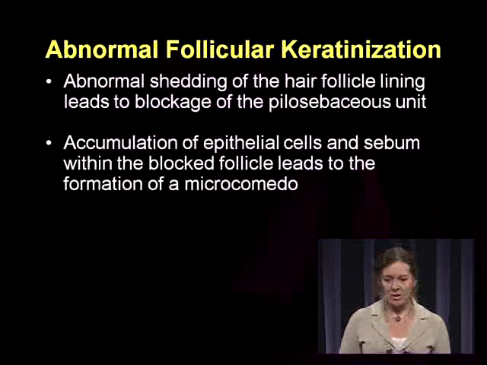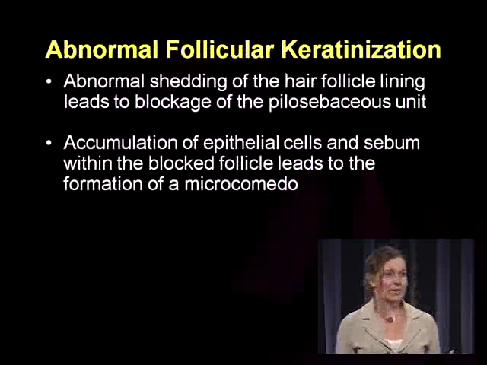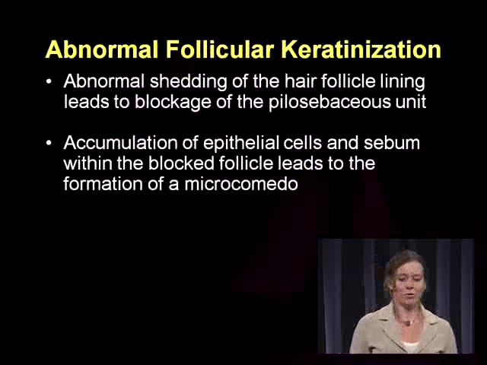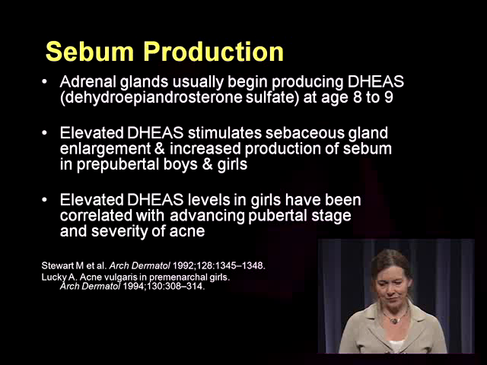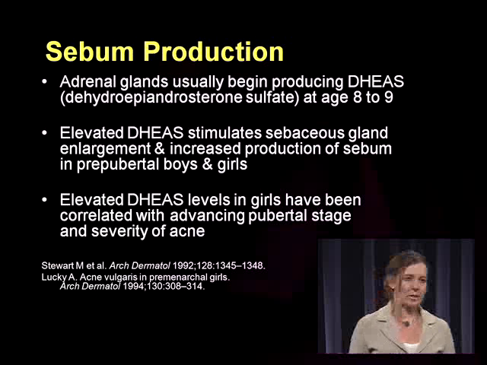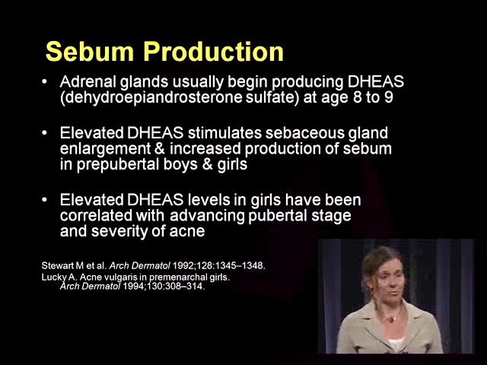So the first thing that happens is increased sebum production. And this contributes to the abnormal shedding of the hair follicle lining, and that leads to blockage of the pilosebaceous unit. So you have this accumulation of epithelial cells and sebum within that blocked follicle, and that is what we refer to as a microcomedo. This increased sebum production usually starts at about 8 to 9 years of age. It could occur earlier if you had a patient who had precocious puberty or some underlying endocrine abnormality, but typically about 8 to 9, and it's due to the increased production of the DHEAS.